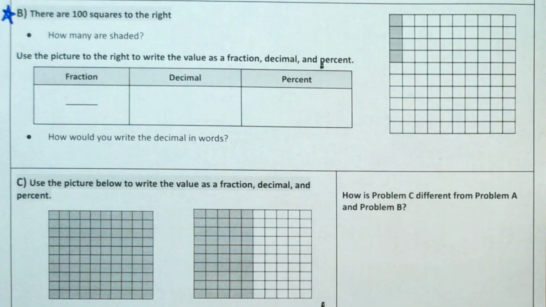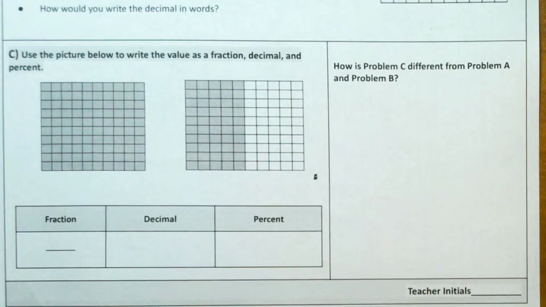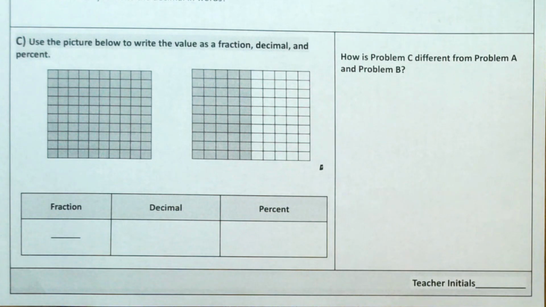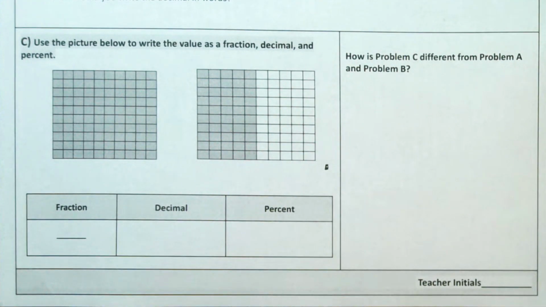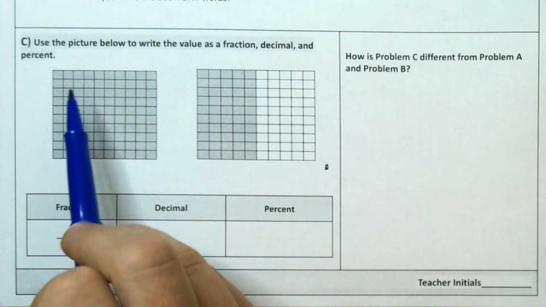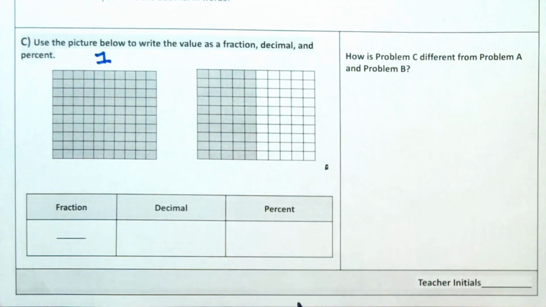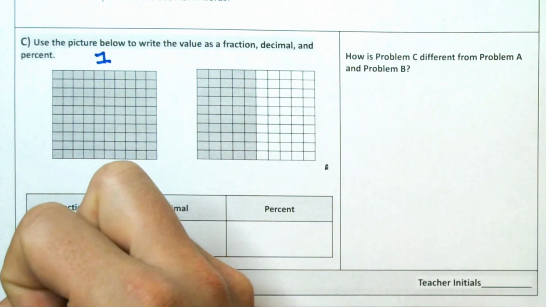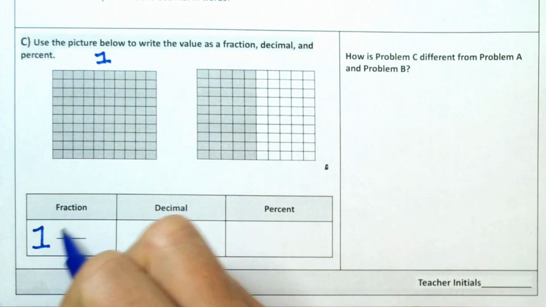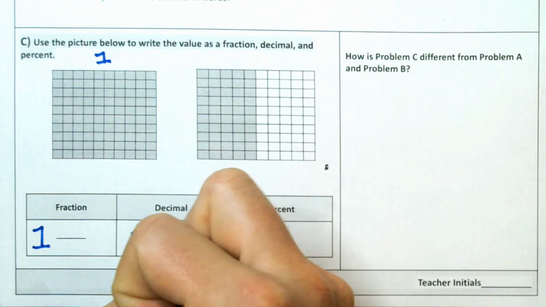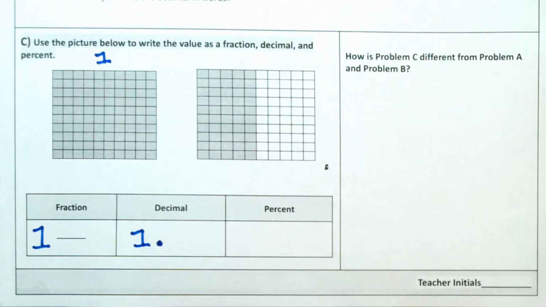This video will not go over problem B, but I do want to complete problem C together. So why don't we pause the video, try problem C on your own, and then come back once you're done. I know that each one of our grids has 100 squares. So if this entire grid is filled in, that means that's one whole. Whatever our fraction is, it's going to be 1 and then our fraction. Our decimal will be 1 and then our decimal.